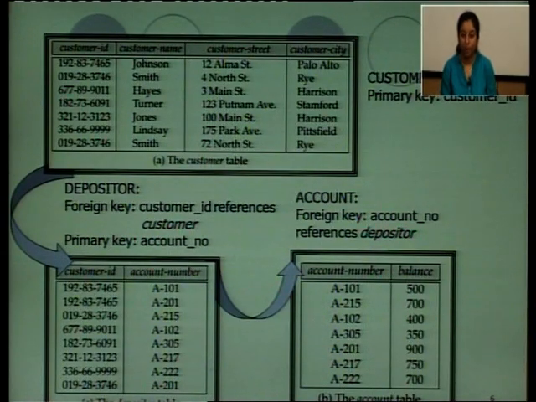You can see in the first table the customer ID is the primary key of that table, and in the depositor table customer ID is the primary key, and third, account number is the primary key of the account table. If we relate these tables with each other, then the account number and the customer ID are known as foreign keys of that particular table. You can see.